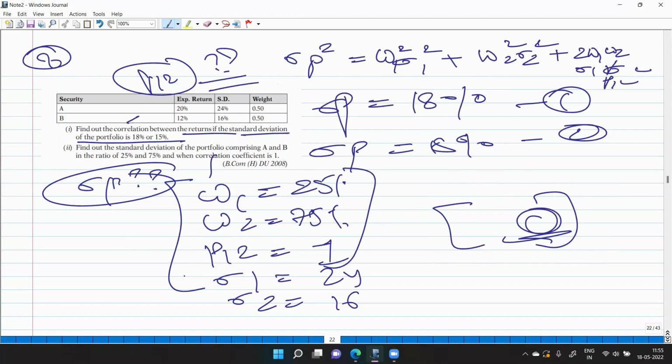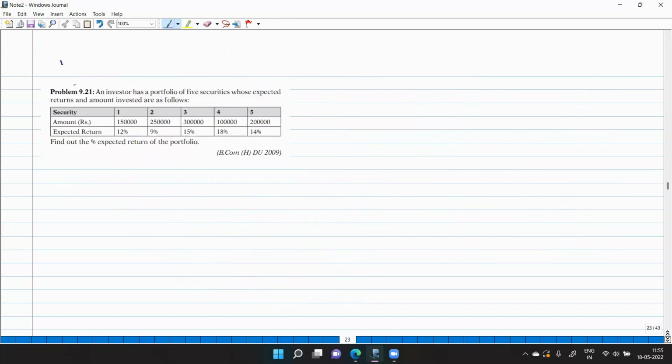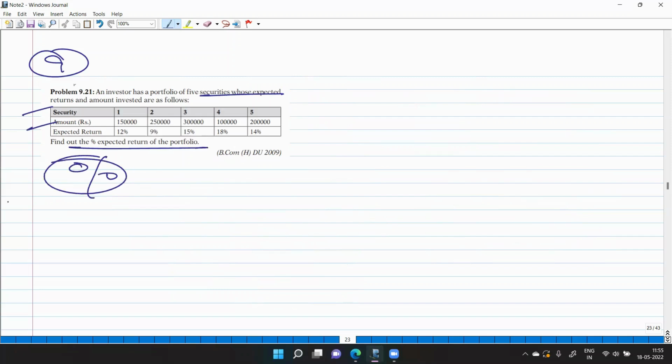Okay, this is the particular formula. All the information is given. Just put in the information and you will get your answer. 9th. An investor has a portfolio of 5 securities. ठीक है, expected return परसेंटेज में निकालना है.